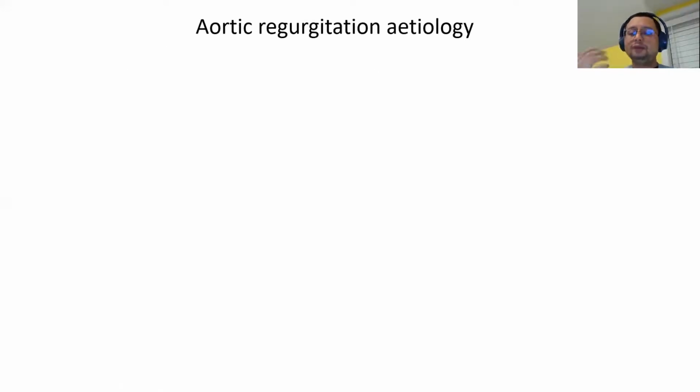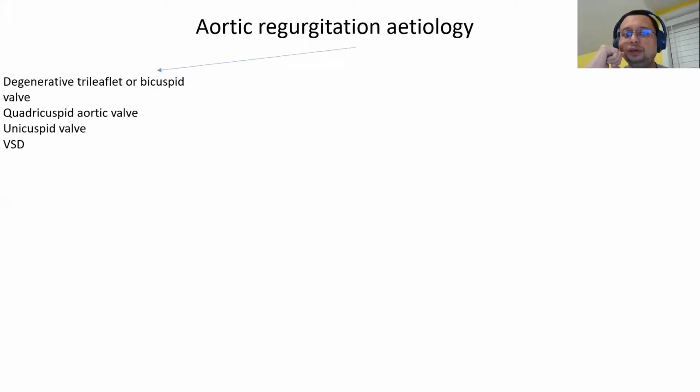So what are the possible aortic regurgitation etiologies? It can be because of degenerative trileaflet or bicuspid aortic valve. It can be because of quadricuspid aortic valve. It can be because of unicuspid aortic valve. And one of the most important etiologies that I do not want you to forget is ventricular septal defect.